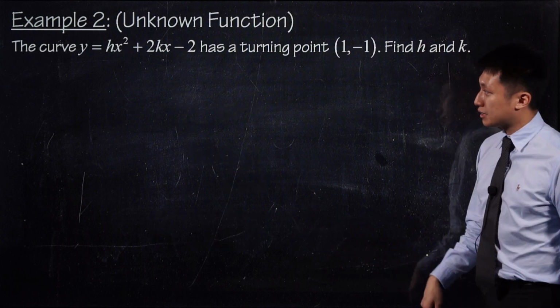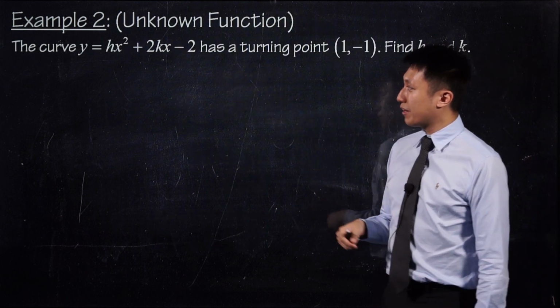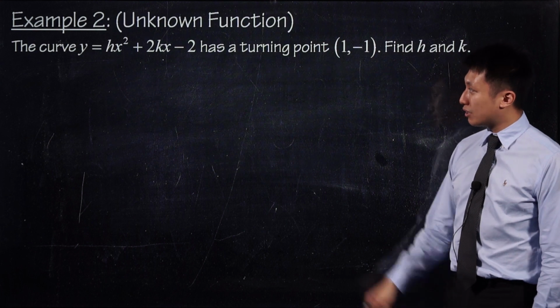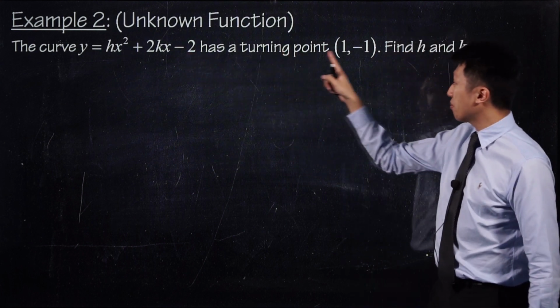Next, the curve y equals hx² plus 2kx minus 2 has a turning point, this one.